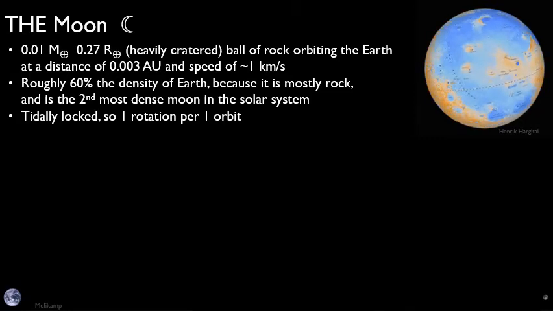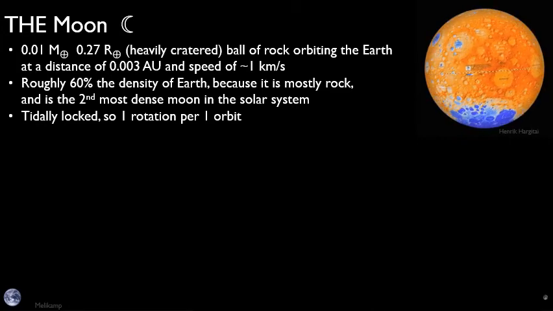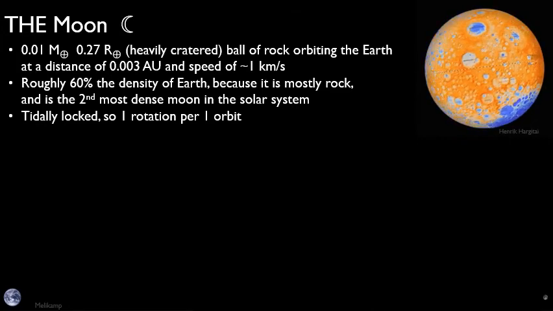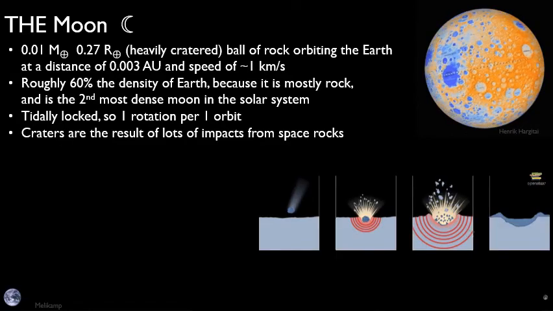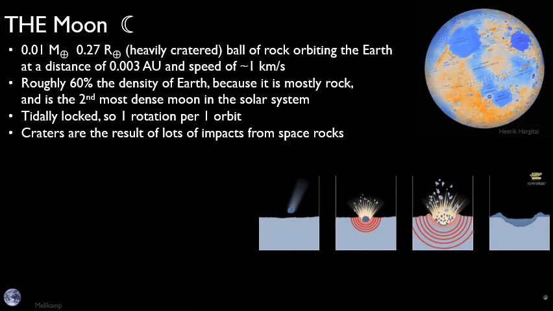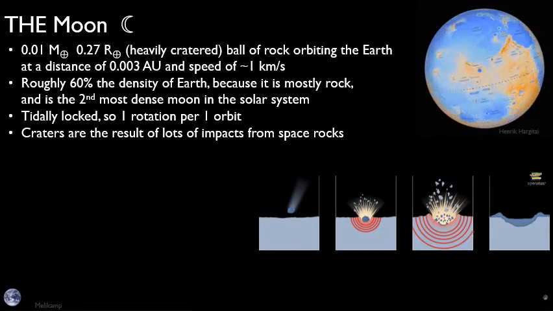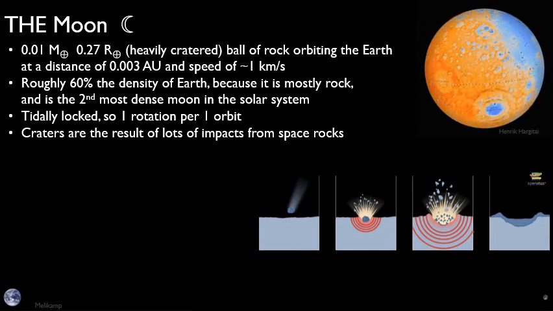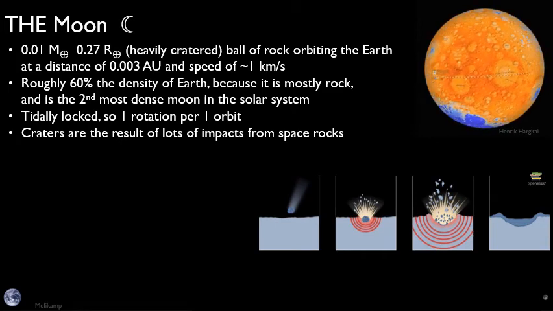And this is due to a gravitational interaction called tidal locking, similar in spirit to the tidal locking that we talked about for Mercury's orbit and rotation. The craters are impacts from space rocks, right? So from, for instance, stray asteroids blasting into the surface, or chunks of asteroids blasting into the surface.